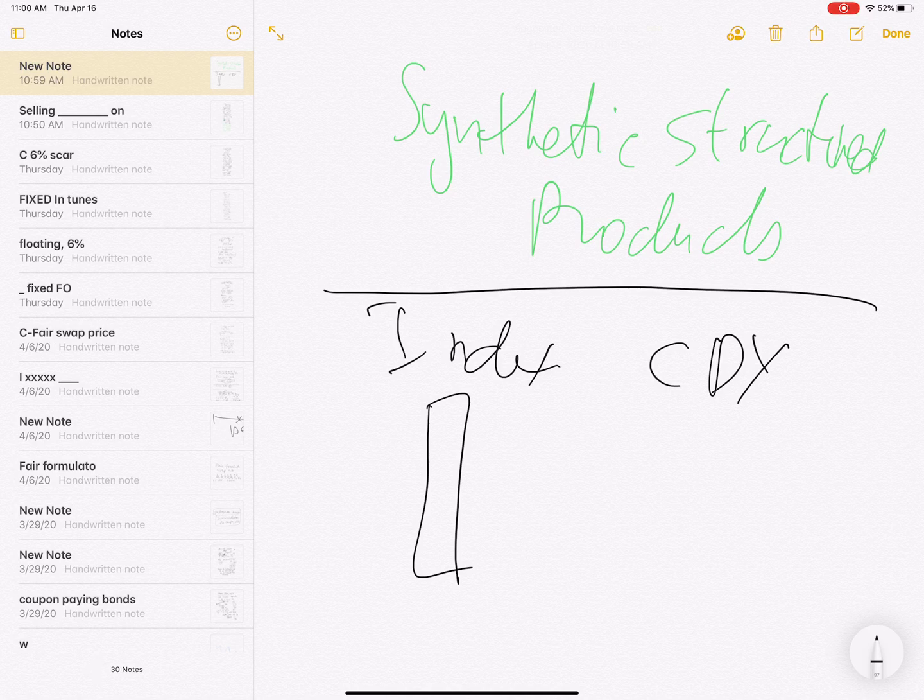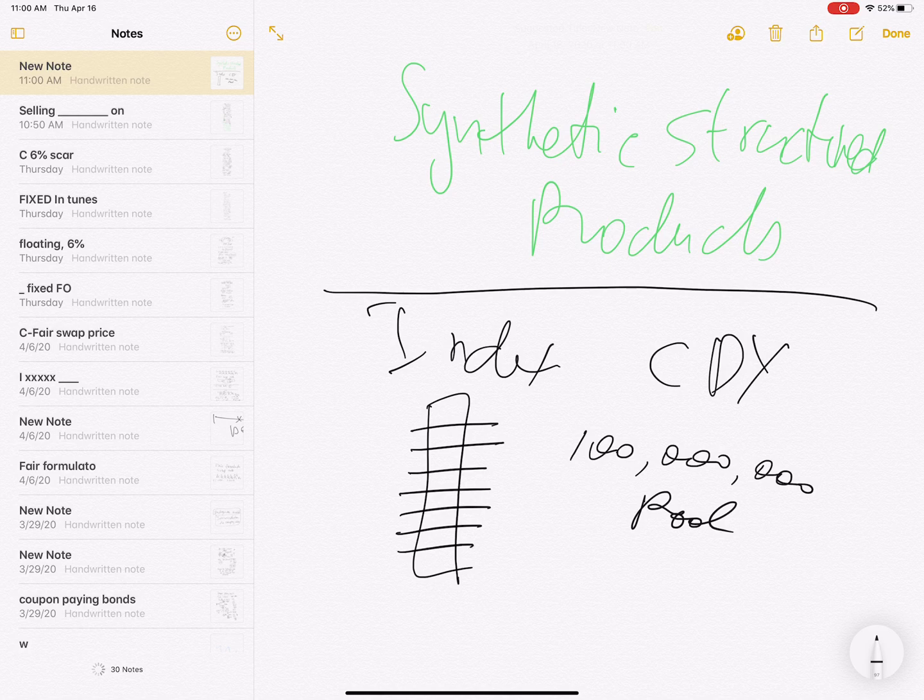So in this case, let's say you have a $100 million pool. The $100 million will have 100 names, and each one of these 100 names will have a principal of $1 million. So this can be AT&T, this can be IBM, ExxonMobil, Verizon, etc. All are companies, and each of those companies will be $1 million.